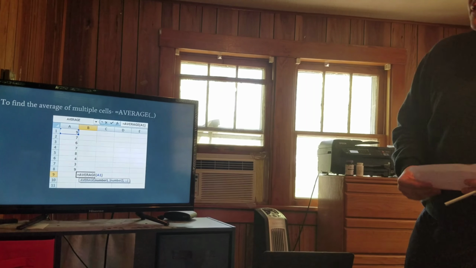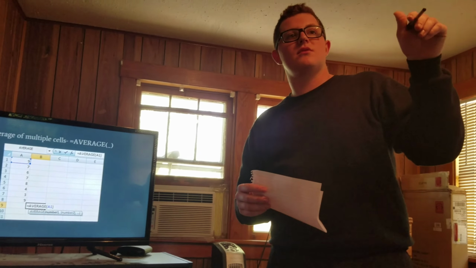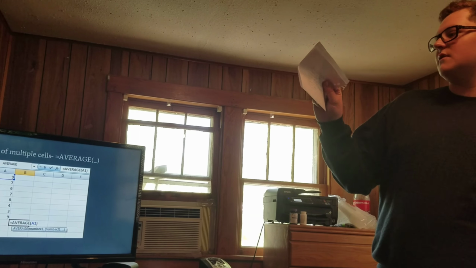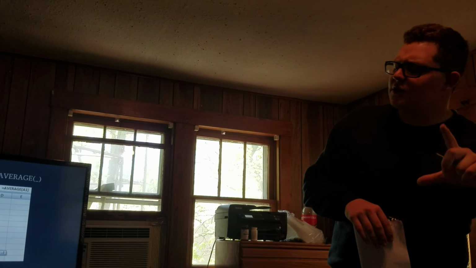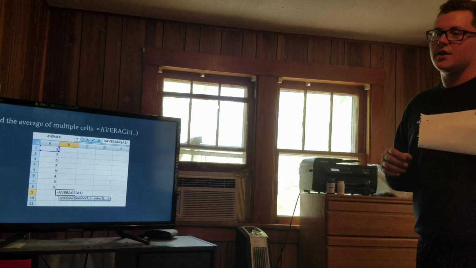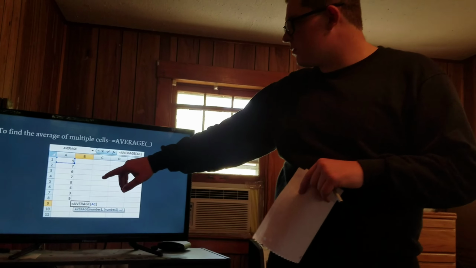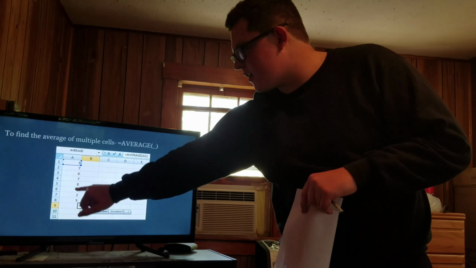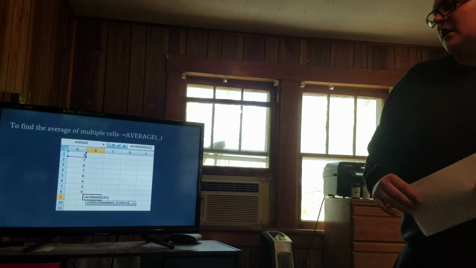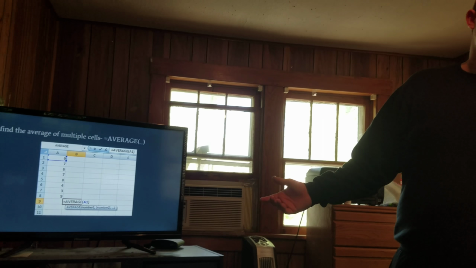And then to find the average of multiple cells, you're going to hit equals in your active cell and then type average. And a little drop down should pop up, and you click on it and it'll give you the option. And so to do that, you can just highlight all of these cells right here and it will give you the average. Pretty simple.